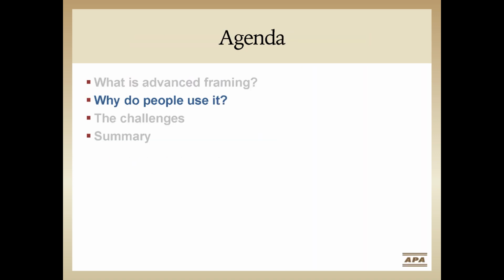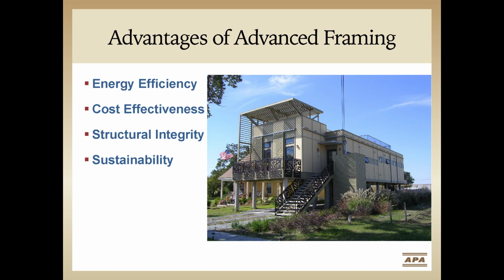Now that we know what advanced framing is, let's take a look at what's driving builders around the country to use it. There are four major advantages of advanced framing over conventional framing: energy efficiency, cost effectiveness, structural integrity, and sustainability. And we have found that most builders who have gone through the conversion process have been most focused on the first three advantages.